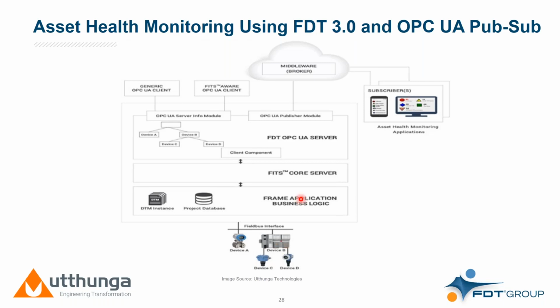And also, it is independent of the cloud platform. Whether you are using a cloud platform from Azure or Amazon services, or you are using the AMQP or MQTT protocol, it is independent of that. So this enables existing applications to easily adopt the technology with very little investment. In this way, we felt that OPC Pub/Sub with FDT 3.0 is a very good combination, especially for asset health monitoring applications, where you are monitoring the data only on a need basis.